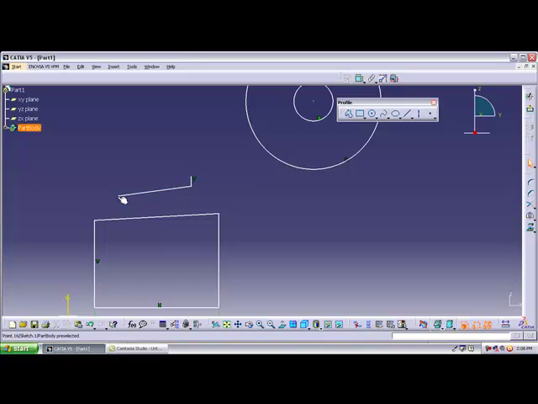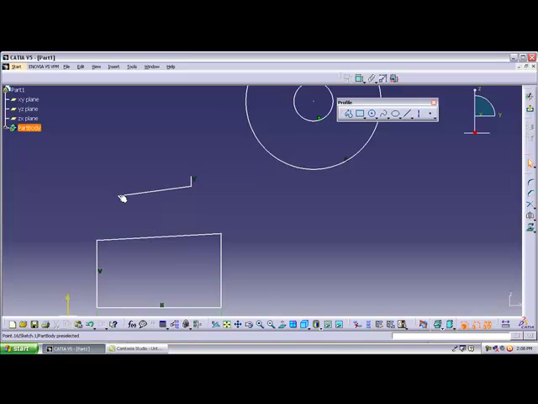Midpoint means, suppose I didn't know the midpoint of this line. I didn't know the midpoint of this line, but I want to make this point coincident to the midpoint of this line.